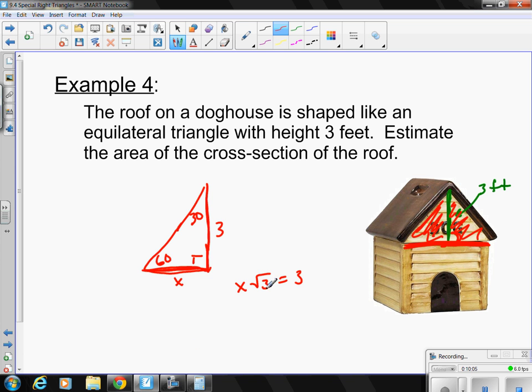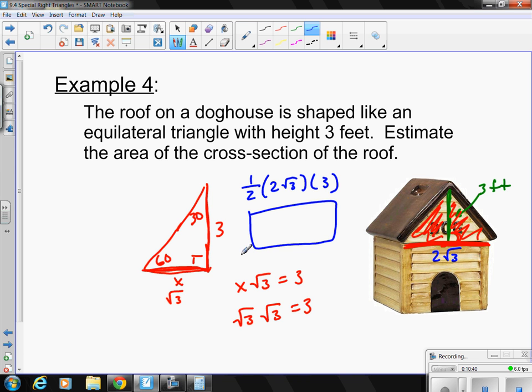Notice no radical here, so how do I get rid of the square root of 3? I know I have to have a square root of 3 times the square root of 3 equal 3. So this is the square root of 3. That means this total length is going to be 2 times the square root of 3. And I can use that to find the area of the triangle by saying 1/2 the base, 2 times the square root of 3, times the height of 3. The 1/2 times 2 cancels. So square root of 3 times 3.